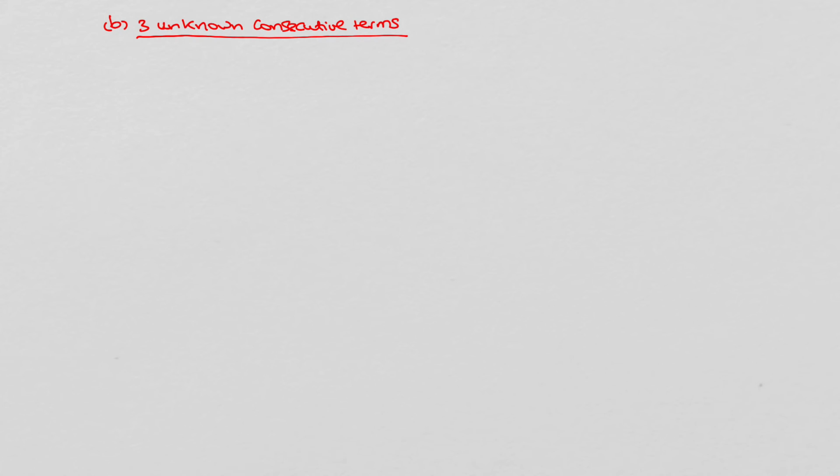So the second way we could be asked this is if we don't have the three terms. In other words, there are three unknown consecutive terms, in which case we could say that the first term in a geometric sequence is a, the second would be a times r, and the third would be a times r squared. But if we were to get the sum of these three terms or the product of these three terms, it often gets quite messy.